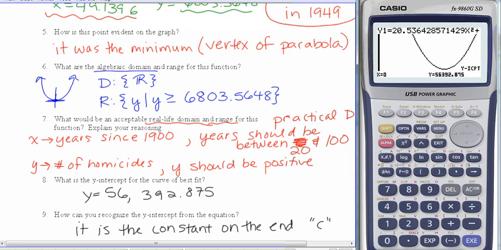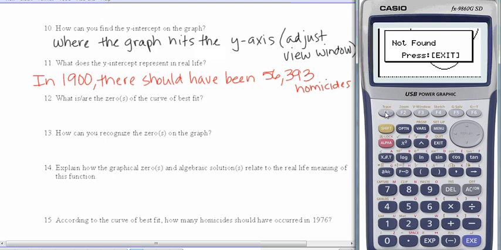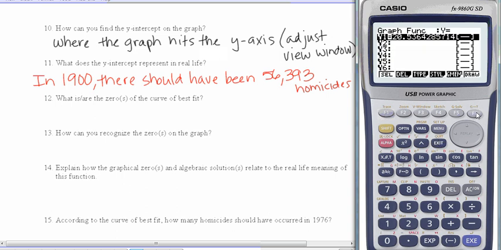Okay, let's go back to 12. What is or are the zeros of the curve of best fit? Well, I can go to my calculator again. I can go to G-solve. I can hit the root button. Oh, it says not found. How come? Well, let's look at the picture.